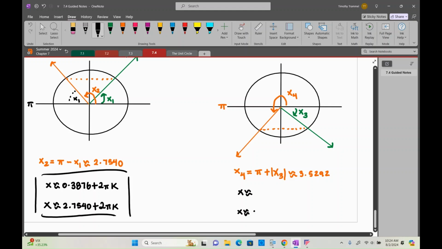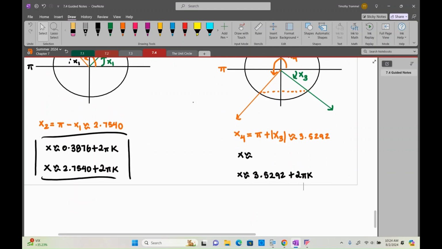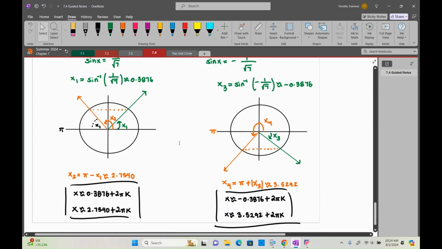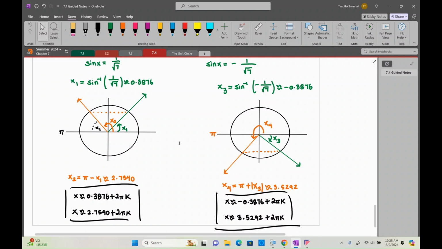And just because I can see it right now, I'm going to write in my solutions based on x4 here first, and add any multiple of 2 pi. And then our other one was minus 0.3876. There we go. And so this right here wraps up section 7.4.